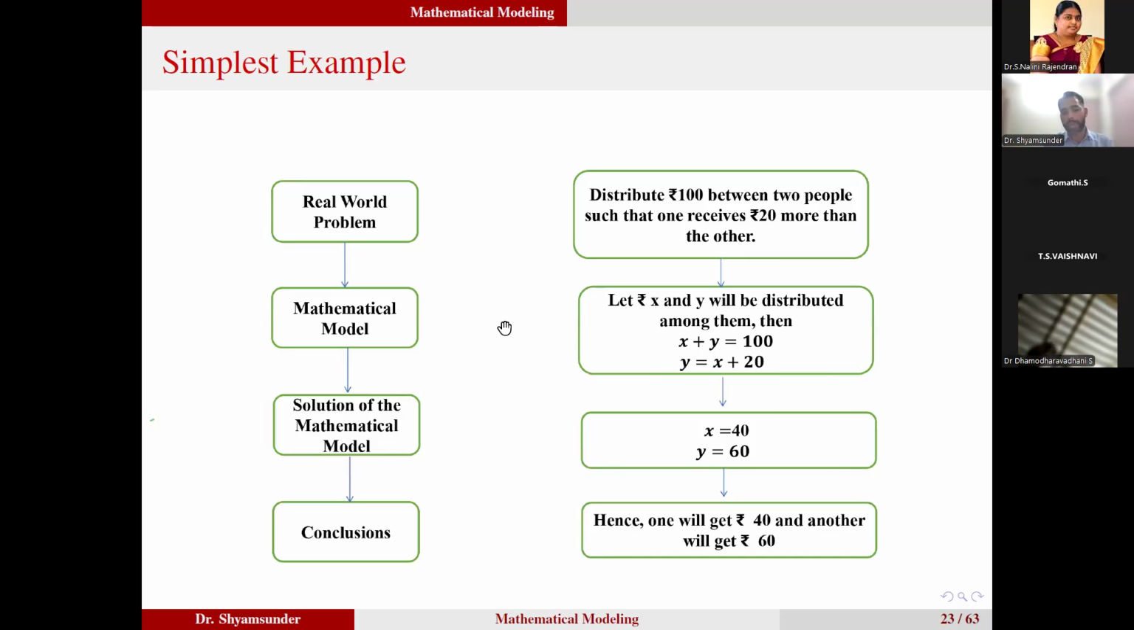This is known as the mathematical model. This is the real world problem, which we convert into symbolic, mathematical form, known as the mathematical model, and finally we solve it to get the mathematical solution. The output and its interpretation is known as the conclusion. Hence, one person will get 40 rupees and the other will get 60 rupees.